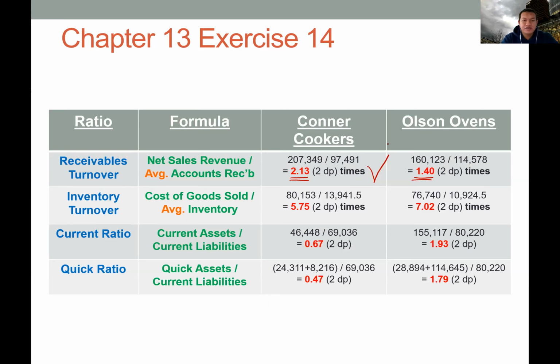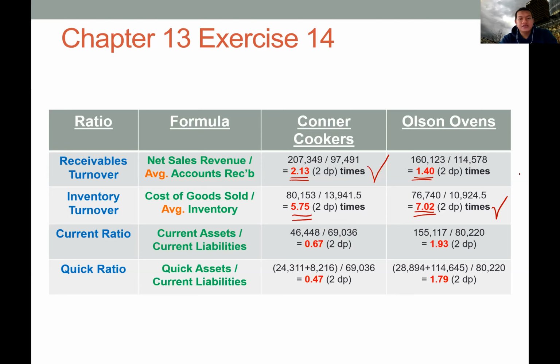Next is the inventory turnover. It's the cost of goods sold divided by the average inventory. So for Kanner, I got 5.75, and for Olson it's 7. So in terms of managing the inventories, it seems that Olson is more efficient. So they have a good process in purchasing the inventory, selling the inventory to customers, and making another purchase.